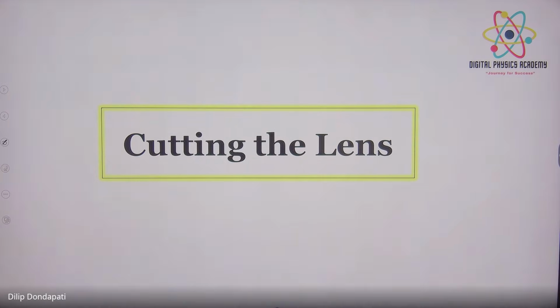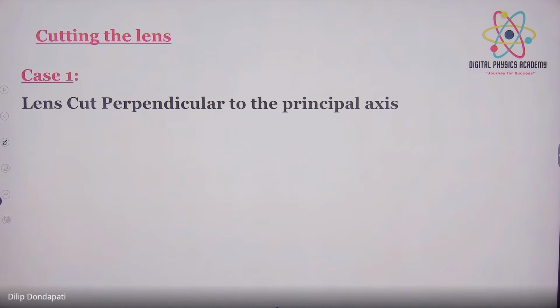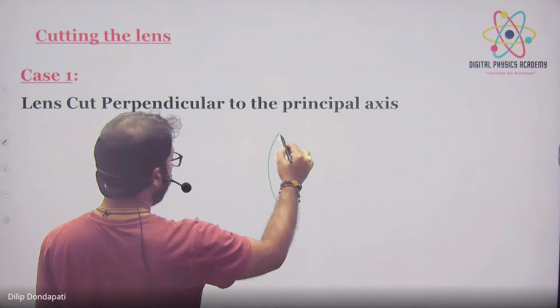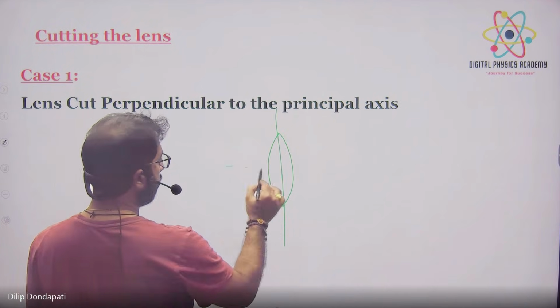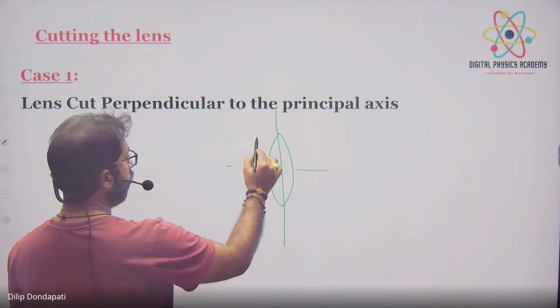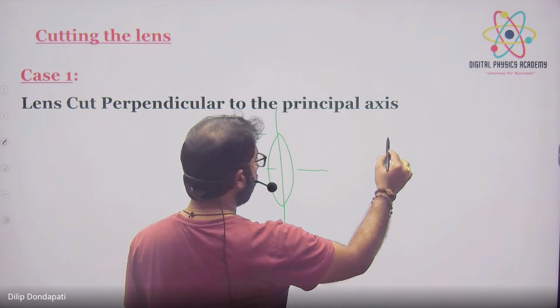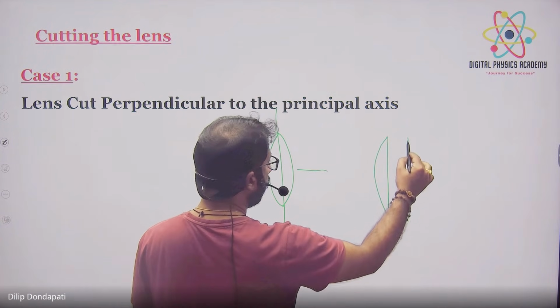Cutting of lens. लेंस को कट किया तो you have two cases. When lenses are cut perpendicular to principal axis, tell me what will happen to the focal length. This is principal axis, right? Parallel to principal axis I cut. इसका focal length मान लो f. So after splitting, इसका focal length कितना होगा?